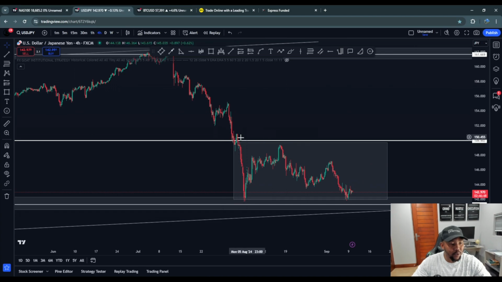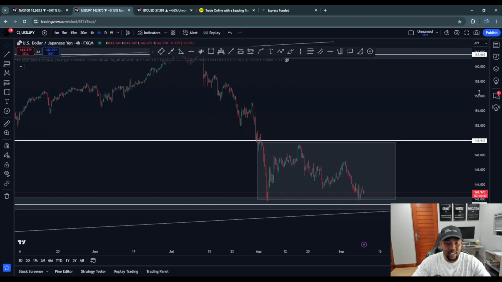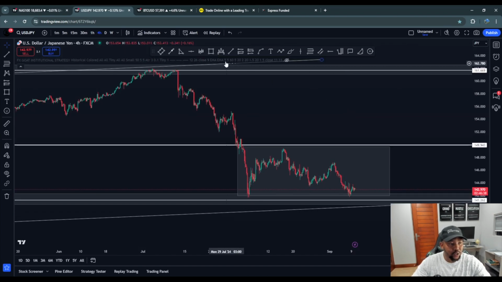Since the market broke below this particular area over here, which used to be a support, it is now a resistance, and the market has been stuck in there. So I want to show you guys something, right?